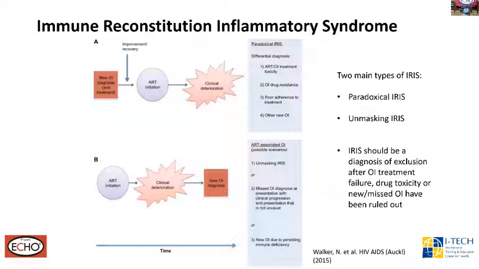So it's not unmasking IRIS, it was just always there. And we didn't listen when the person said, I have a cough for a few weeks and I have a little bit of night sweats. Or we didn't do the x-ray to show the TB cavity. So we're now seeing it as unmasking IRIS, but it's actually paradoxical IRIS because we missed the diagnosis.